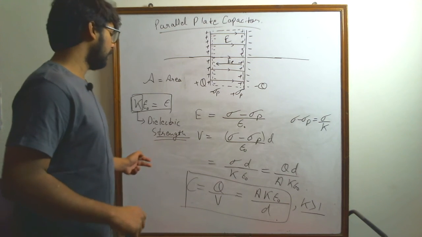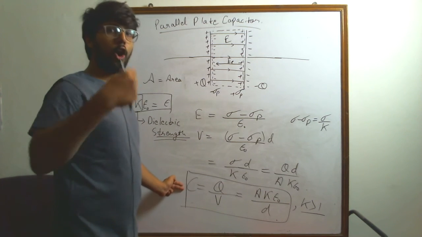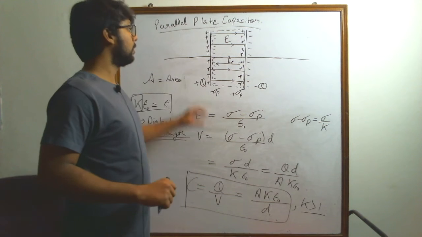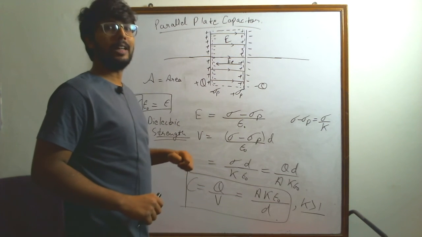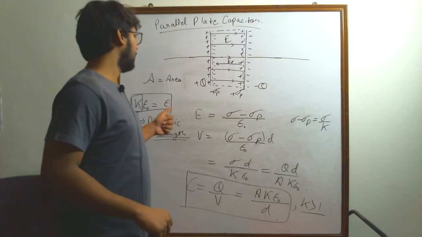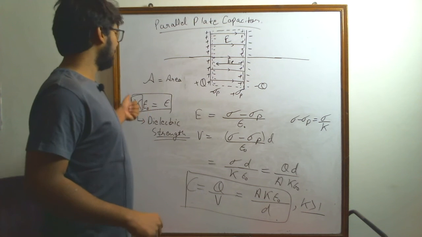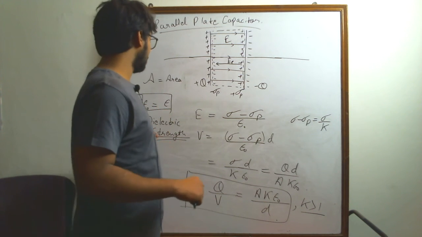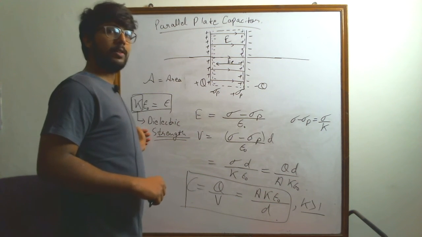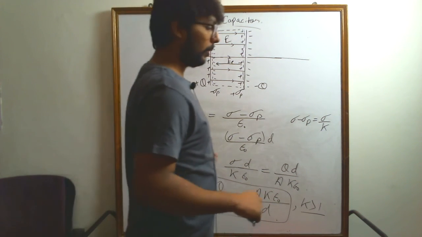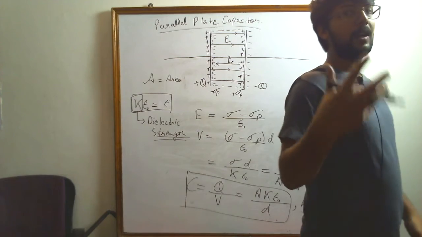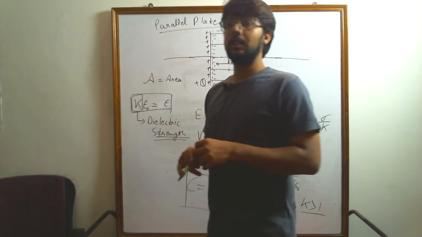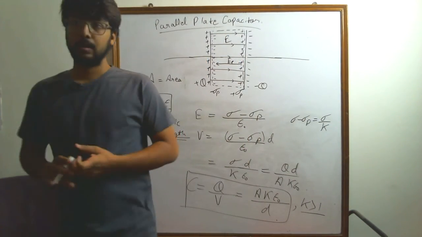So you can see that the capacitance of a capacitor when I put in a dielectric increases by a factor of K, and K is the constant of dielectric strength, which tells us how much charge the object can hold.